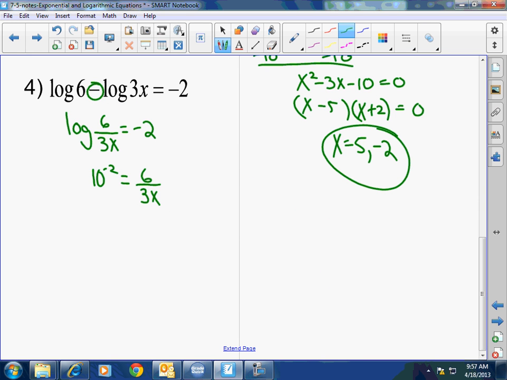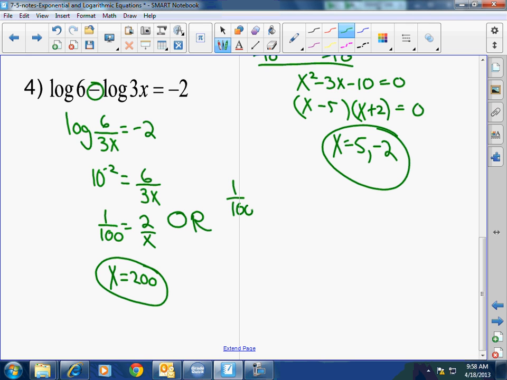You can reduce it, yes. Let's go ahead and do it the right way. This is going to be 1 over 100 equals 2 over x, right? Cross multiply, x equals 200. Or you could have just said 1 over 100 equals 6 over 3x. Cross multiply, 3x equals 600. Divided by 3, x equals 200.